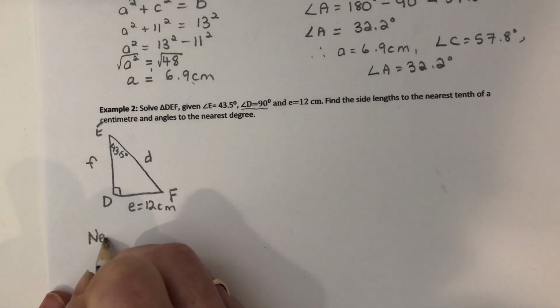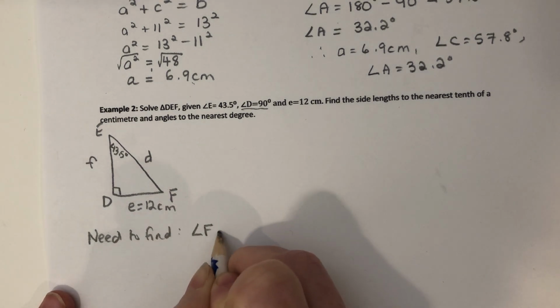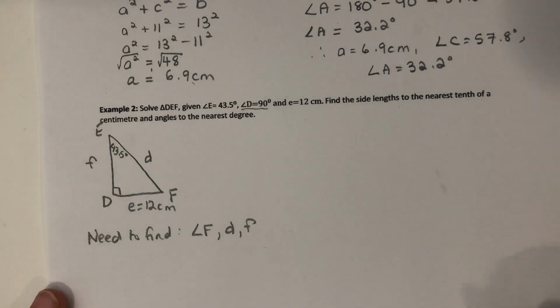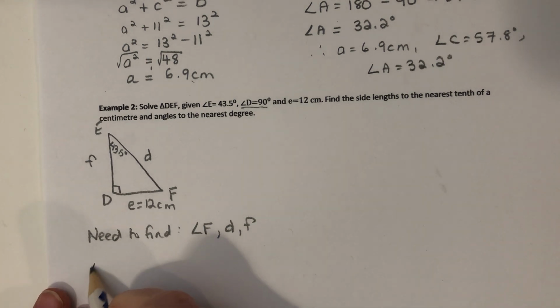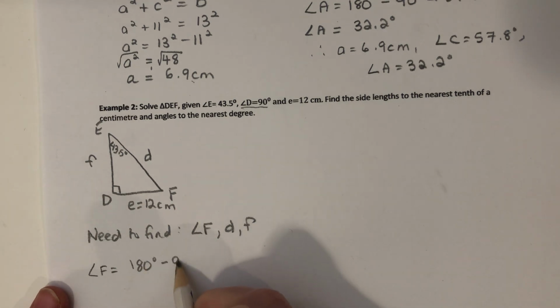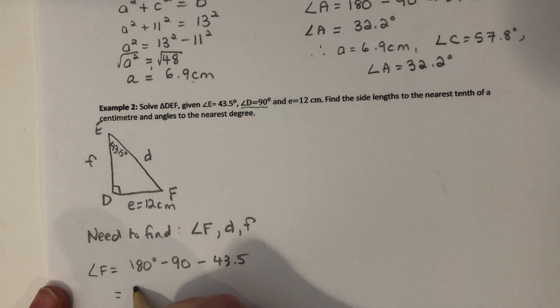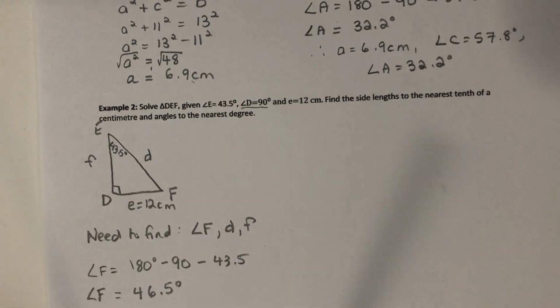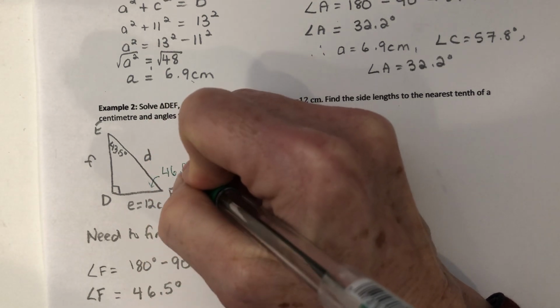So what do we need to find in this case? We need angle F, side D, and side F. Okay, so again, there are many ways to do this, but what sticks out to me is that I have two of the three angles in a triangle, so angle F is going to equal 180 degrees minus 90 minus 43.5, which is going to give me 46.5 degrees for angle F. That stuck out to me as the first thing I should do. So that here is 46.5 degrees.